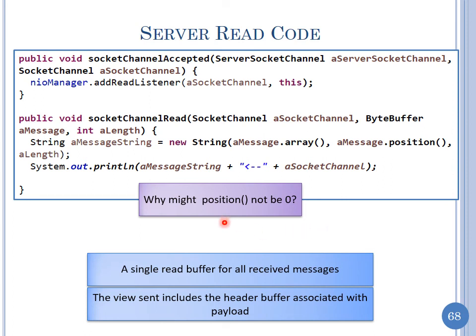So as David mentioned, as I said earlier, a single read buffer for all received messages. And the view sent, it could, as I said, it's not a fair question, because the NIO manager could go and make position point at 0. It creates a view. But it says, okay, just in case you want to know what the header was, let me just put the header with this. Because I'm giving you enough information to ignore the header, I'm giving the flexibility to see the header. So the view sent includes a header buffer associated with the payload. And that's why position may not be 0.